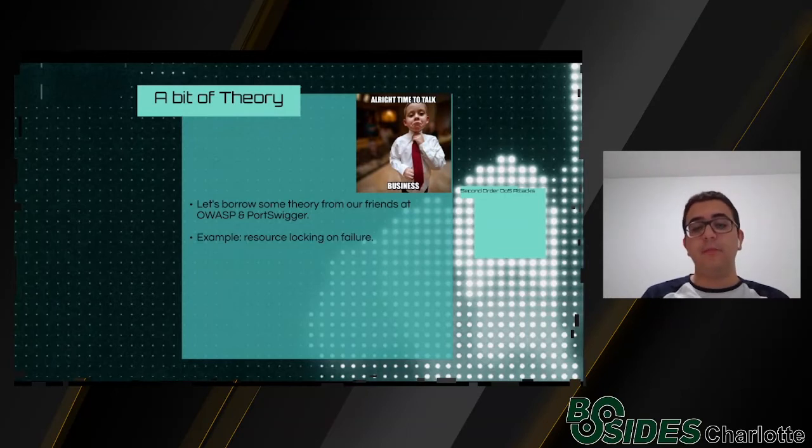A very famous example is what we call resource locking on failure. So what is resource locking on failure? It is a vulnerability that may occur because whenever a server hits an error, instead of just releasing the resources that were used by the user that caused the failure, the server will lock those resources. So let's clarify this point.